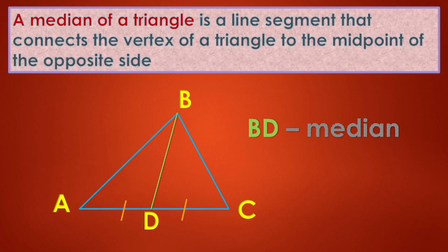A median of a triangle is a line segment that connects the vertex of the triangle to the midpoint of the opposite side. In other words, it's a line drawn from a corner of the triangle to the midpoint of the opposite side. For example, we have a triangle ABC. Let's mark the midpoint of side AC as point D, and we'll connect it to point A, and we'll have a line segment called the median. Note that we must mark these lines, which mean that side AD is equal to DC.